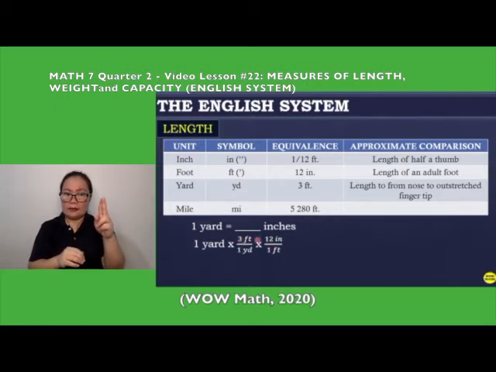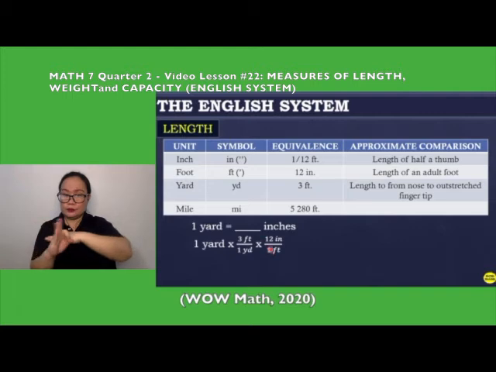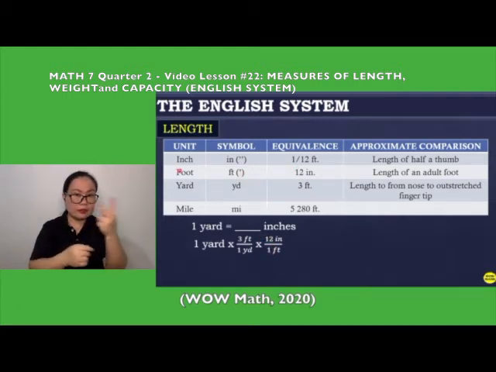Ito yung equivalence niya. Okay? So, for every 1 yard, that is equivalent to 3 feet. For every 1 foot, that is equivalent to 12 inches. So, dito tayo tumitingin sa table.